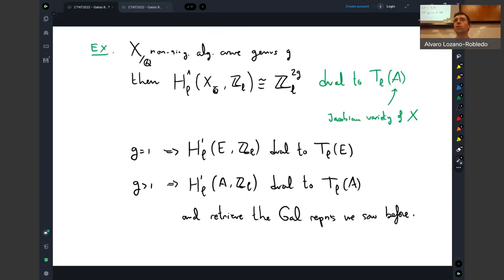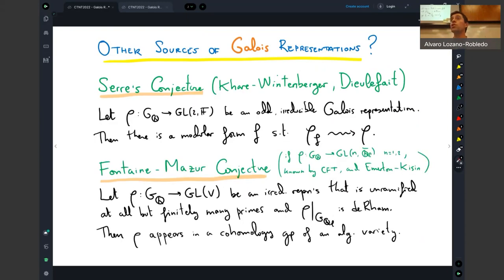So somebody went ahead and asked, is there some Galois representation that does not appear in a cohomology group? And it turns out that there's a conjecture that they are all in there. The cohomology groups basically characterize all the Galois representations that somewhat make sense. There are two big conjectures. There was what we call Serre's conjecture, which was proved by Khare, Wintenberger, and Dieulefait.